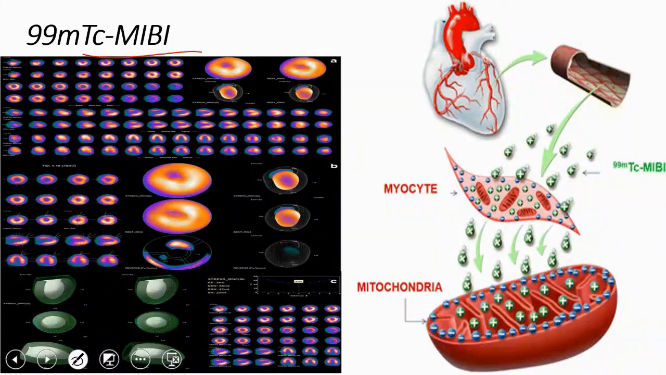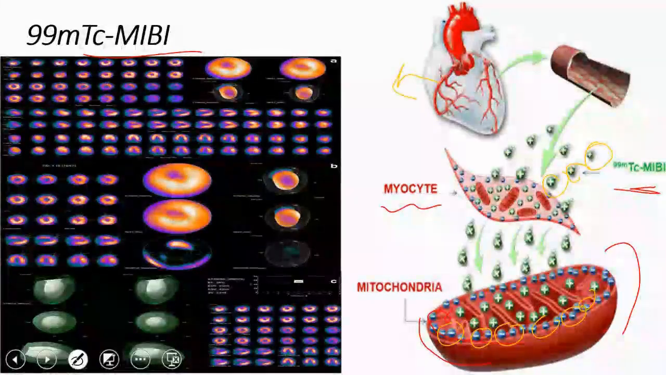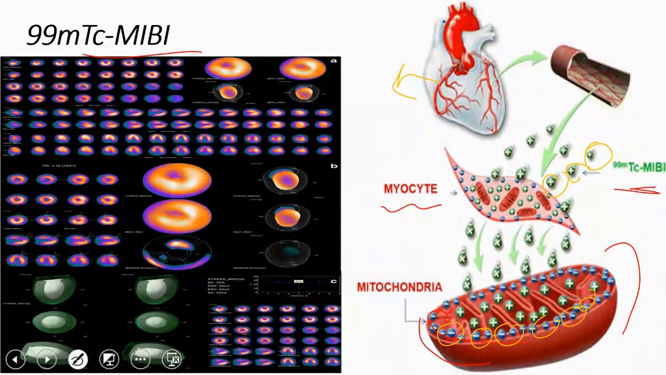As I mentioned, inside the heart, within the myocardial muscle, there are myocytes, the cells present in the myocardium, which contain mitochondria. Electrostatic binding occurs between technetium MIBI and the negative charge present on the surface of the mitochondria. This negative charge, which is represented in blue, facilitates electrostatic binding with technetium MIBI, which has a positive charge. This results in imaging of the myocardium.